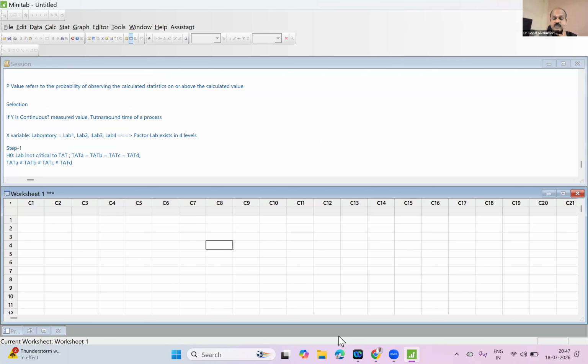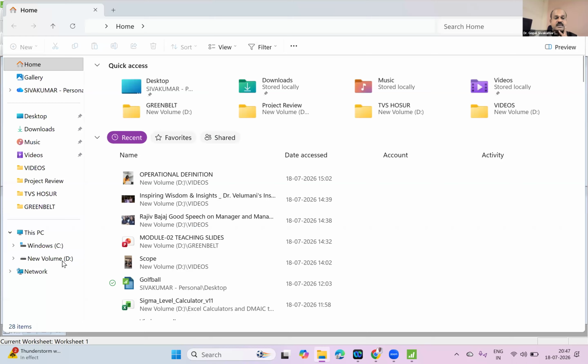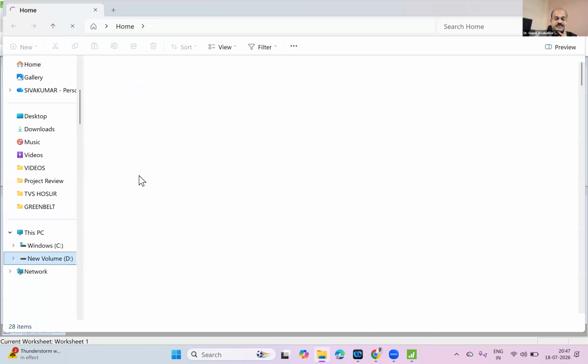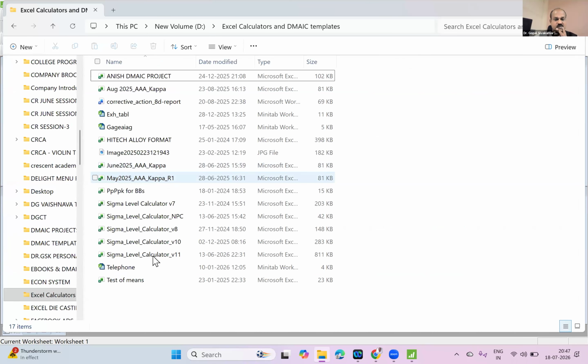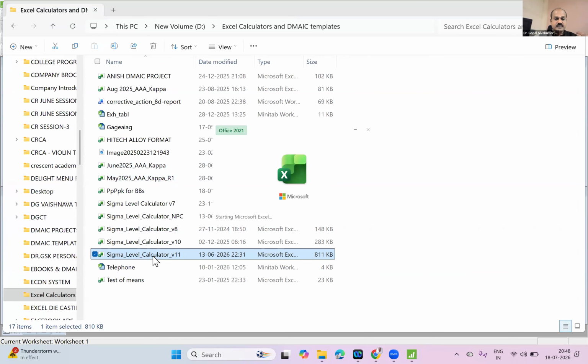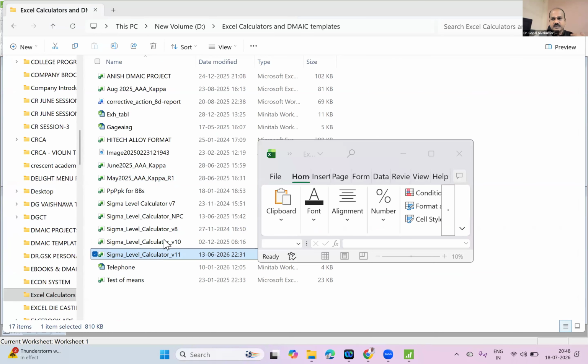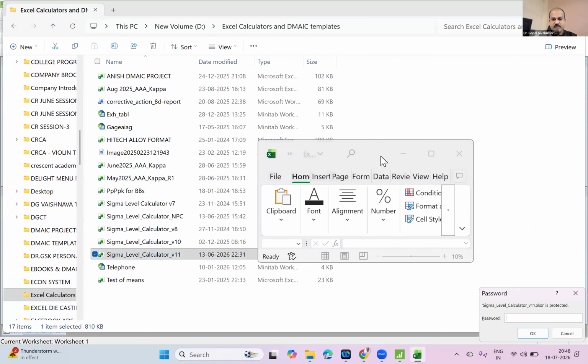We already have some sigma level calculator. Please note whenever your Y variable is continuous, that is measured value, and your X variable exists in 2 or more levels, you need to go for ANOVA.